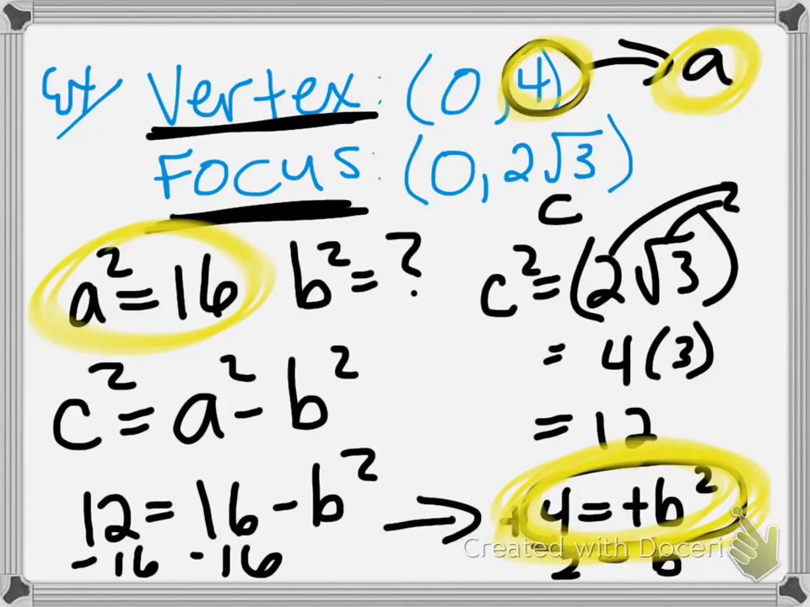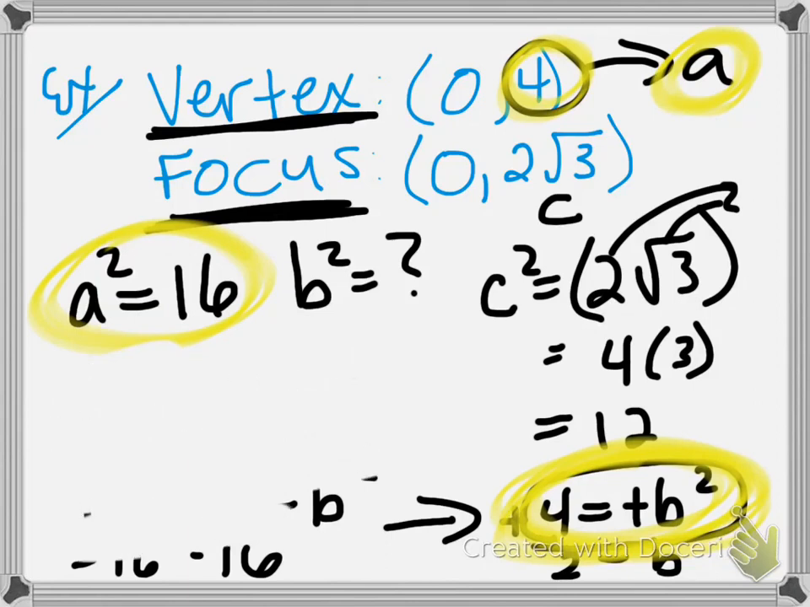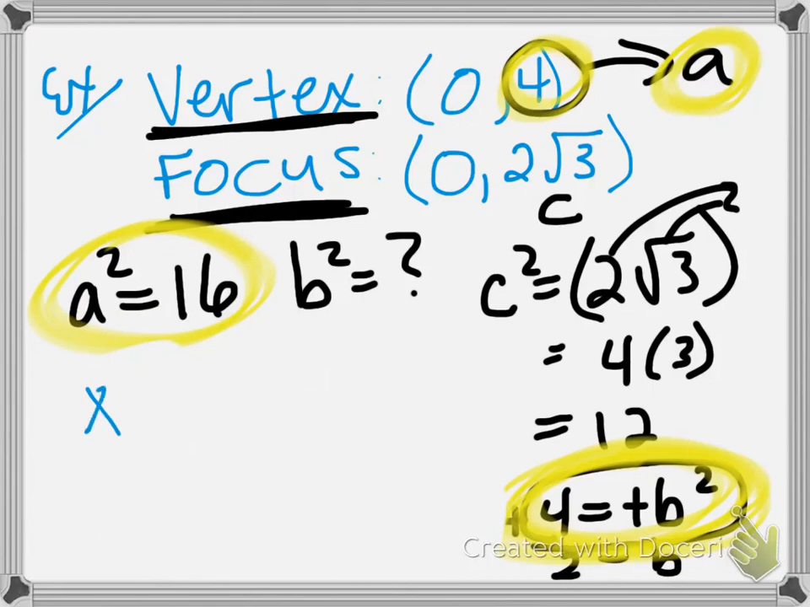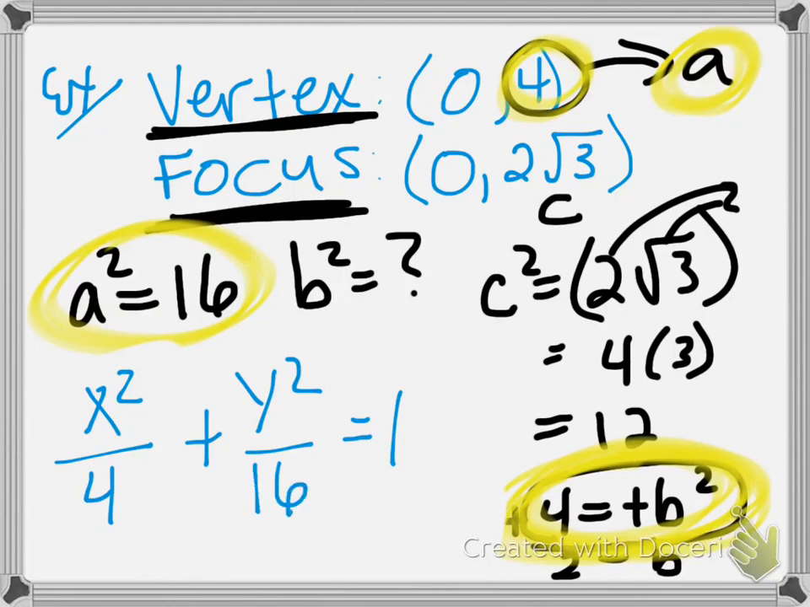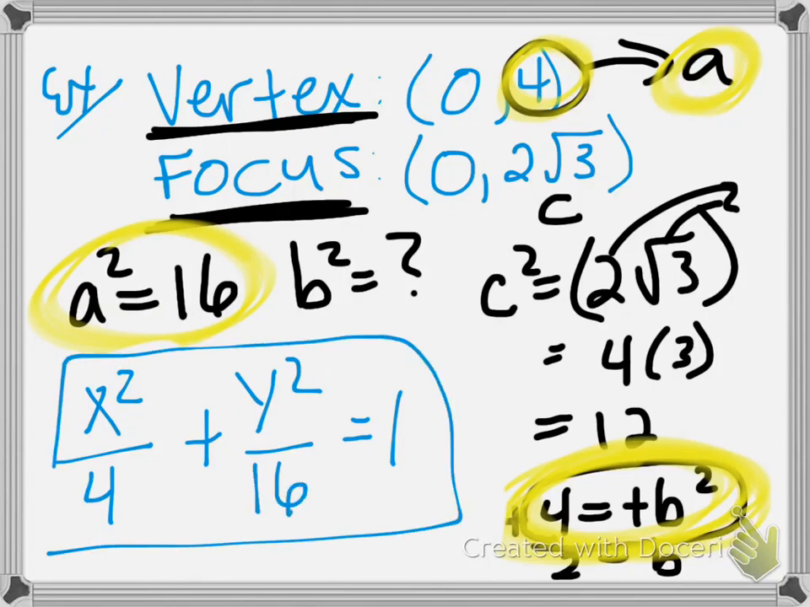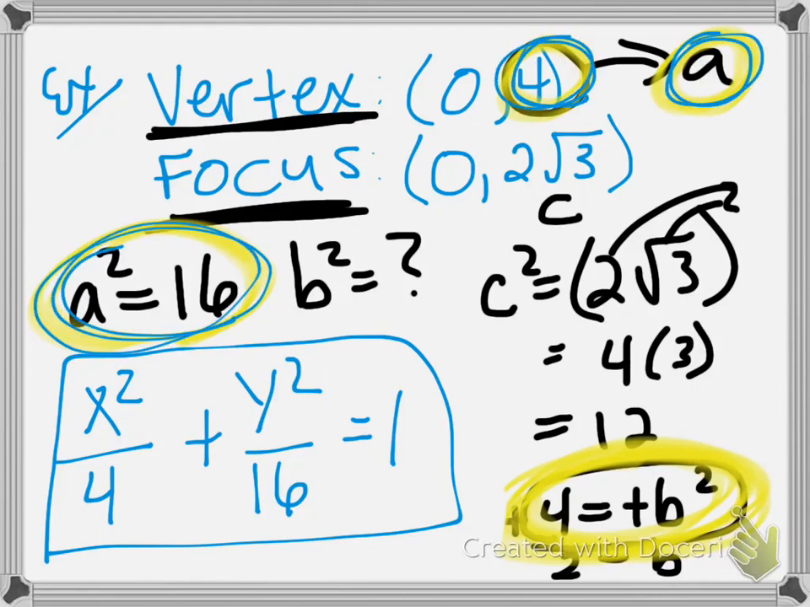So when I write this out, let me make myself some space and I'll write this for you. I'm going to have x squared over something plus y squared over something equals 1. And the x squared part is going to be 4, and the y squared part is going to be 16. And I'll say one more time, the 16 is a squared, and a is in the y position. So 16 goes under the y, which means b squared actually has to go under the x squared part.